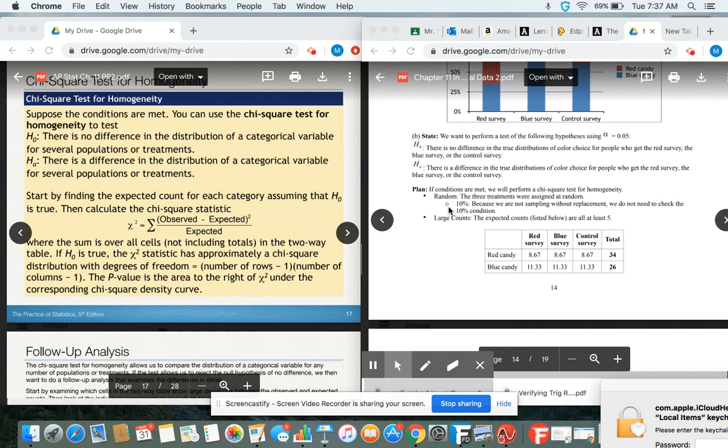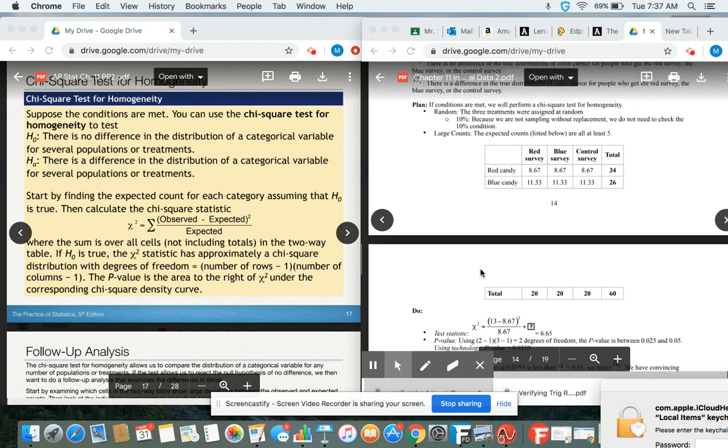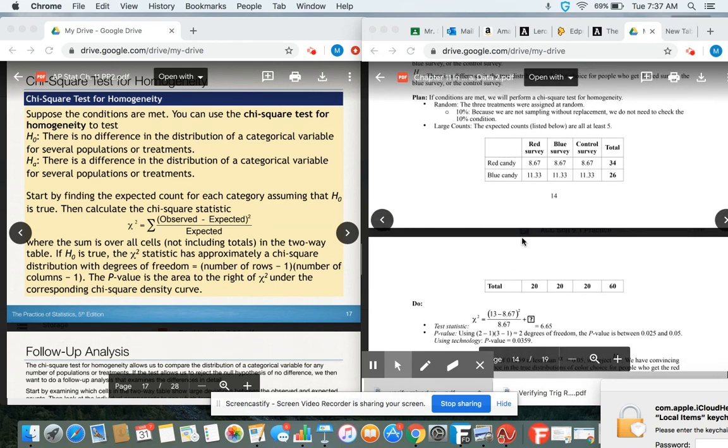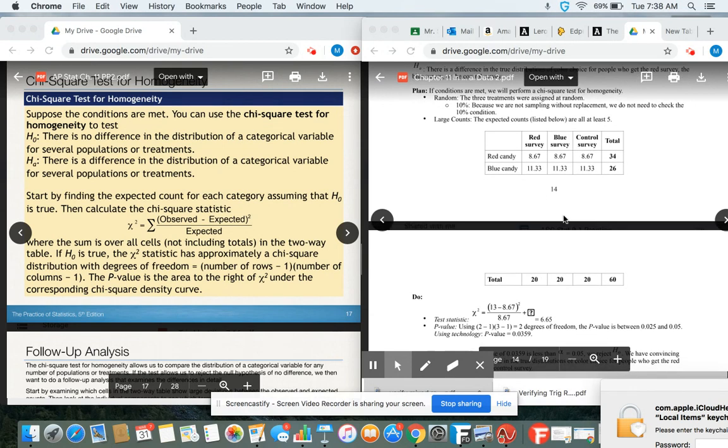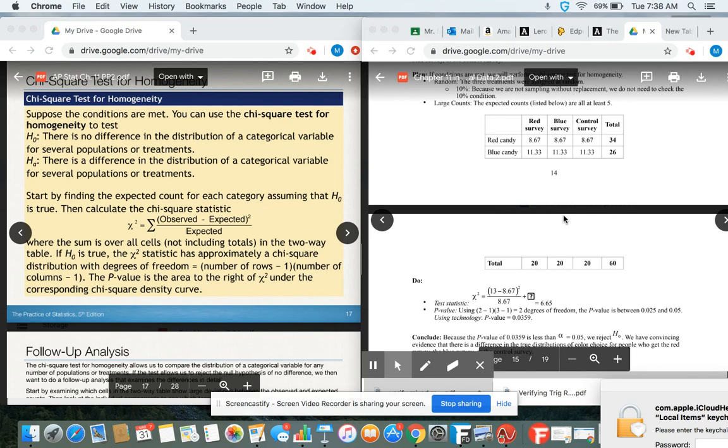So back to this problem. The conditions: random, 10%, large counts. All right. Our expected counts were found here. I showed you how to do that yesterday or a couple days ago in the calculator. Hopefully we're confident with that, guys. It's going to save us a lot of time.